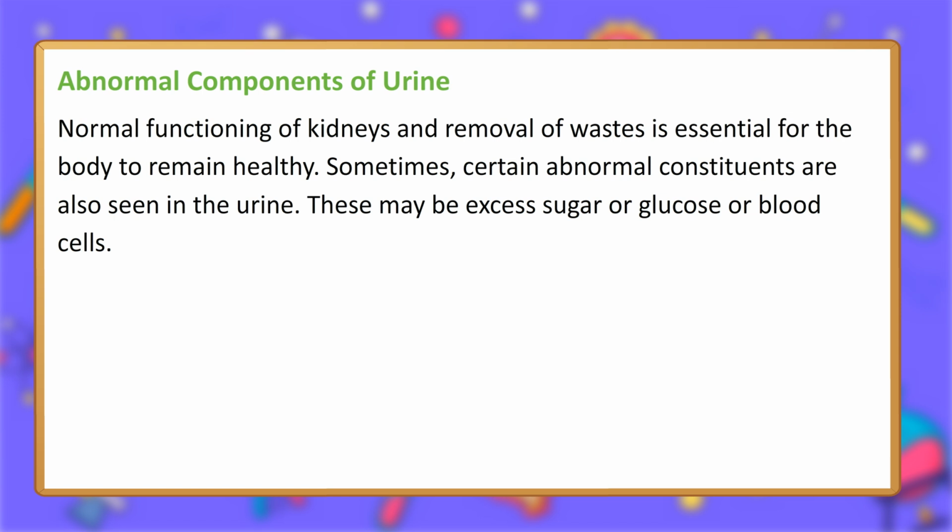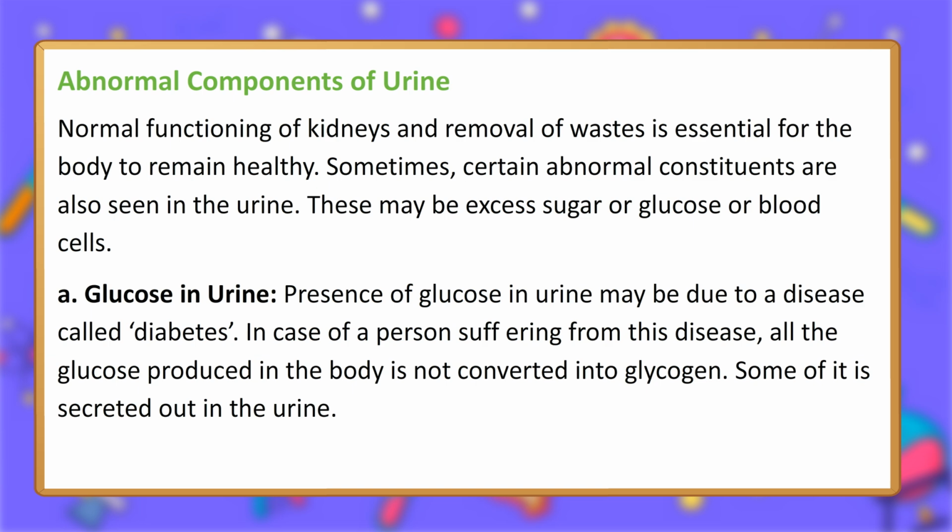Structure of a nephron. Abnormal components of urine. Normal functioning of kidneys and removal of wastes is essential for the body to remain healthy. Sometimes, certain abnormal constituents are also seen in the urine. These may be excess sugar or glucose or blood cells. A. Glucose in urine. Presence of glucose in urine may be due to a disease called diabetes. In case of a person suffering from this disease, all the glucose produced in the body is not converted into glycogen. Some of it is secreted out in the urine.